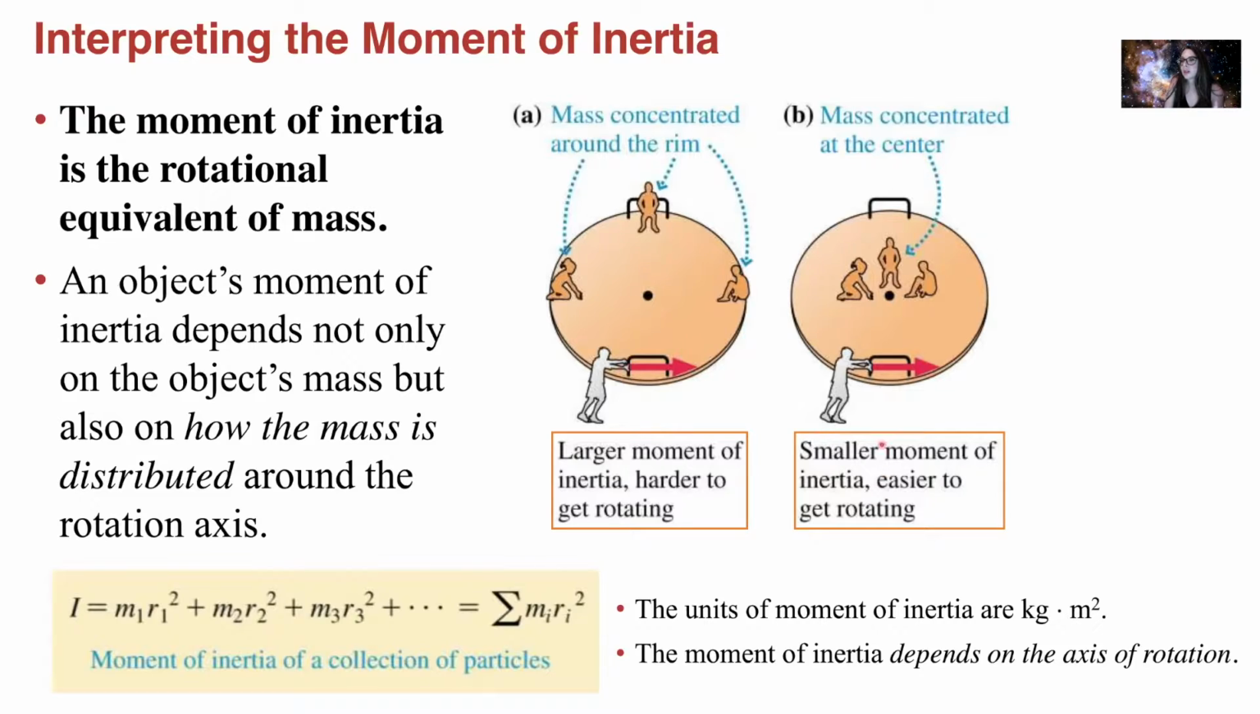So this system here would have a smaller moment of inertia. With a larger moment of inertia, it's going to be harder to get the thing to rotate or harder to slow it down, just like inertia with linear motion. The larger the mass, the harder it is to get that object to speed up, and the harder it is to get that object to slow down. Now the units of moment of inertia are mass times distance squared, so kilogram times meter squared.